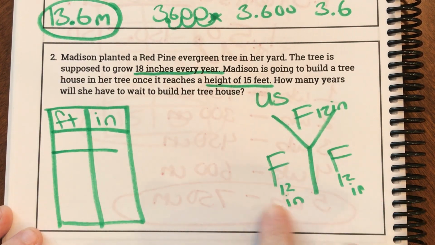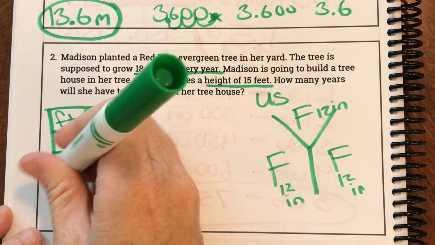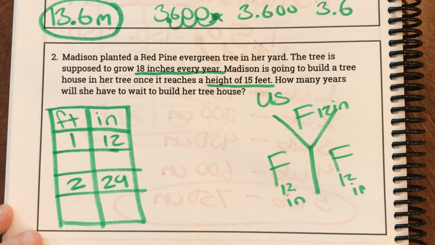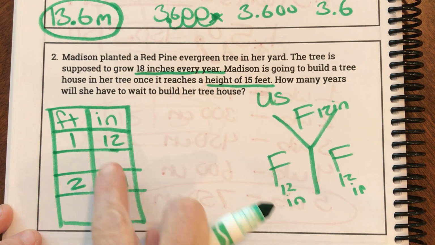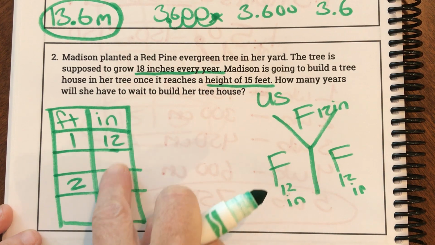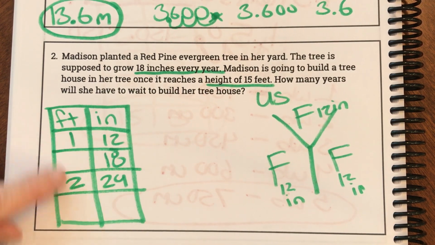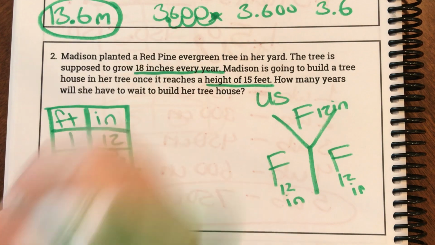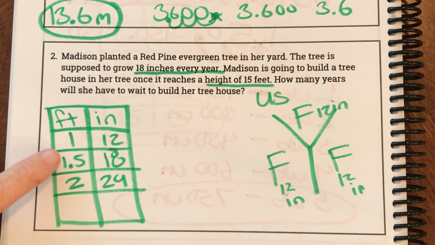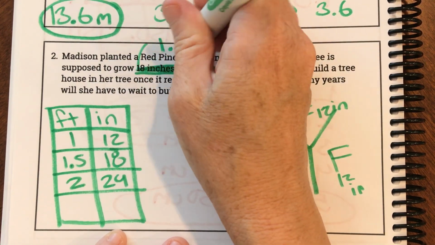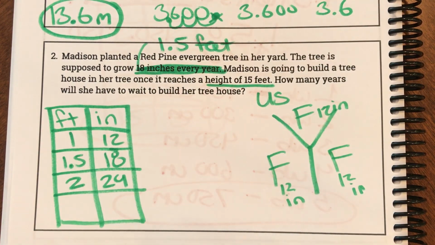So what do I know? I know that 1 foot has 12 inches in it. I'm going to skip one here and I'll explain why in a minute. I know that 2 feet has 24 inches. Ooh, but the problem here is, how many inches is 18? Isn't 18 right in the middle? So what's right in the middle of 1 and 2? Would that be 1.5? So because 18 is right in the middle of 12 and 24, 1.5 is right here. So we can cross this off and we can say her tree is going to grow 1.5 feet every year.